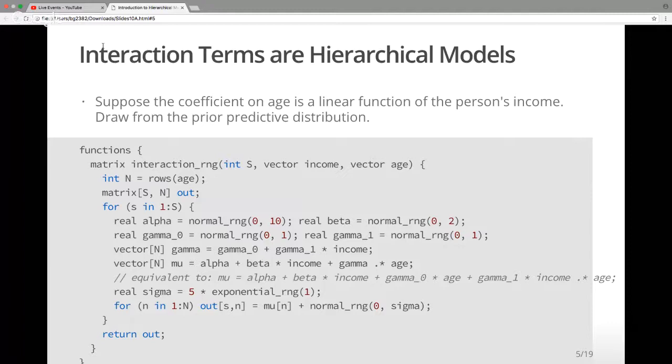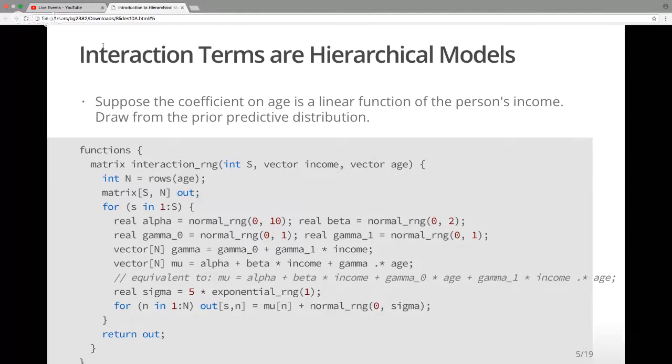What are we trying to show again? Mu is not a prediction. Mu is the conditional expectation of the outcome. I didn't say what the outcome is. It could be anything that is continuous. So age and income in this case are both predictors of whatever the outcome is. Okay. And the way we have set up this hierarchical model, we think that the coefficient on age depends on how much income you have.